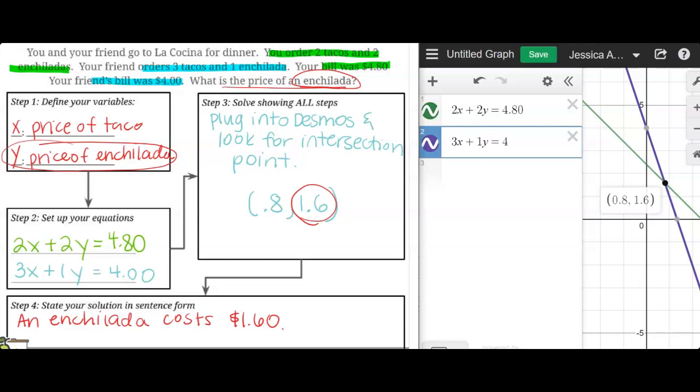That's your final check to make sure that you've answered the question correctly. Well, did you answer what they asked for? And does your answer make sense? Since we're talking about a price, a fraction or a decimal is appropriate here.